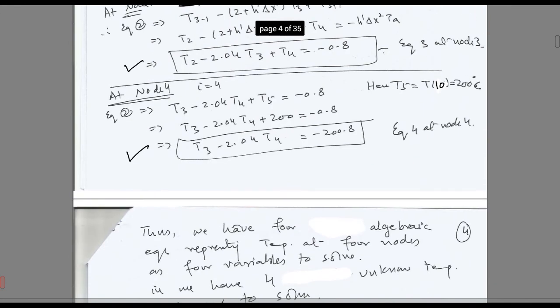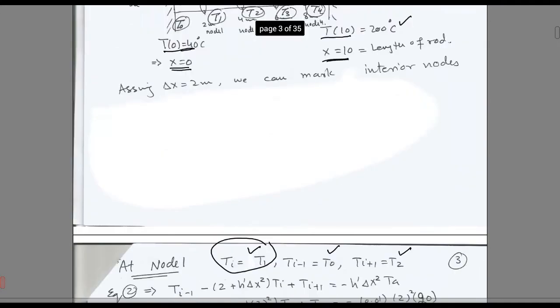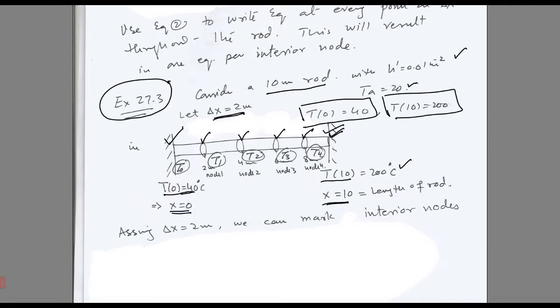Before we proceed, I should mention that T5 is the boundary value, this one, after T4. This is T4.